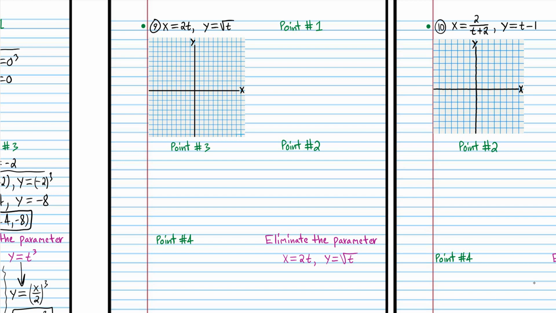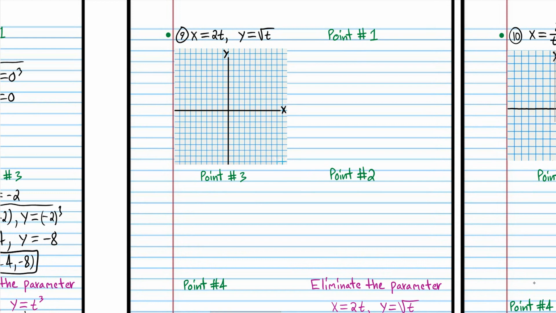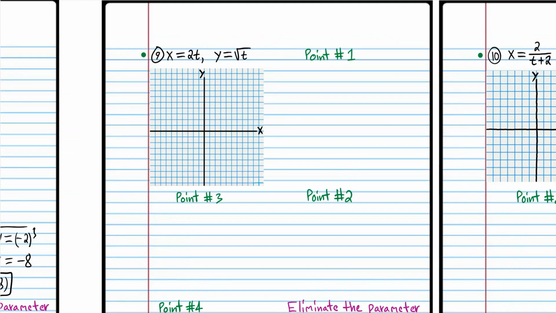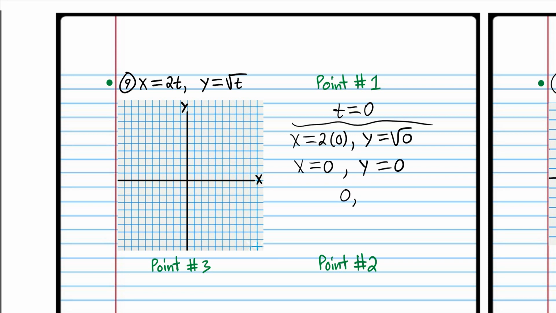So I'm going to choose, looks like -10 and +10 for x, and -10 and +10 will probably do for y. And I'm going to push the graph button, and it looks like we have something like this. So let's find some points. I can use 0 this time. X is equal to 2 times 0. Y is equal to the square root of 0, which is just 0. So we have our point 0, 0.